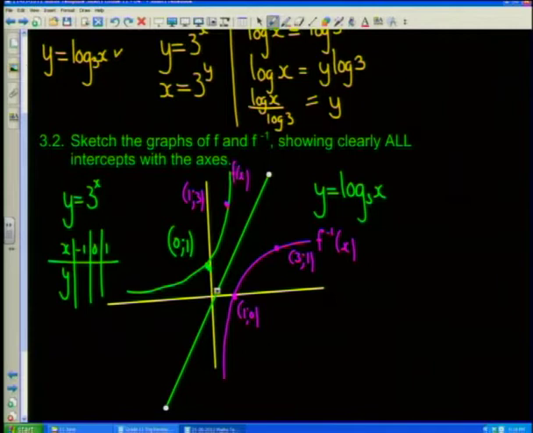So sketch the graphs clearly showing all intercepts with the axes. That's 4 marks in the bag. Right, next question.